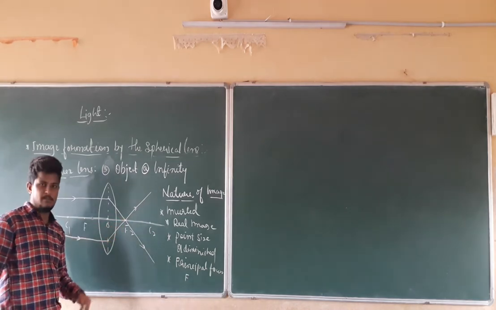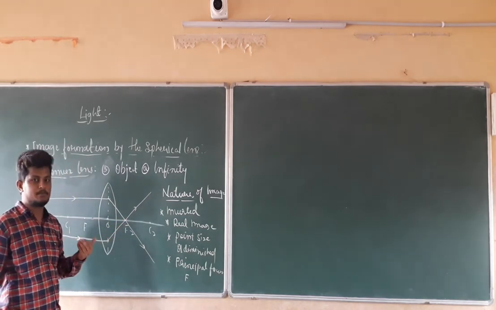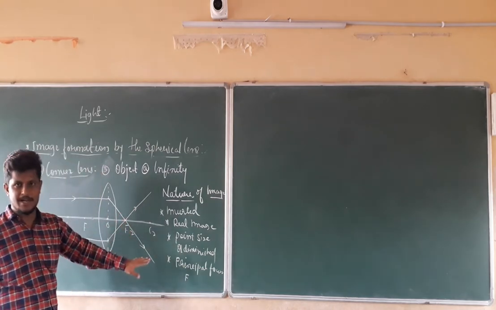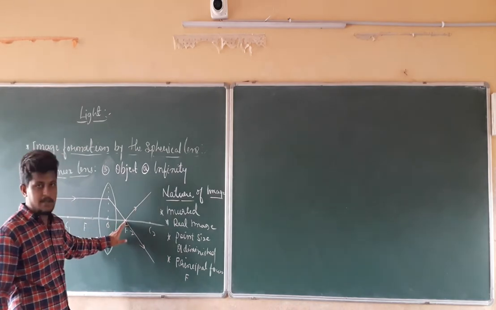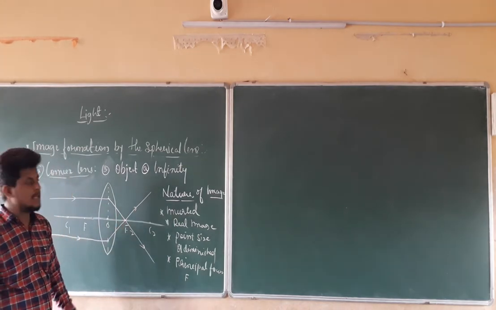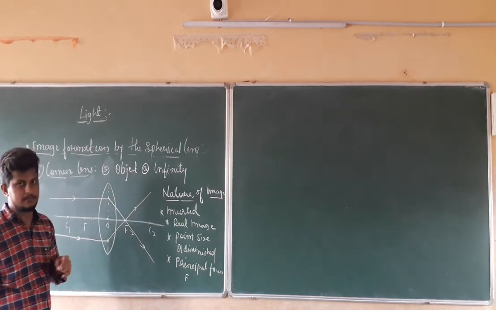So the image is going to form at the principal focus on the other side. Second, it will be a real image because it is forming on the right hand side in case of a lens. If it is a real image, it will be inverted. When you check the size of that image, it is point size. These are the nature of the image when the object is kept at infinity.